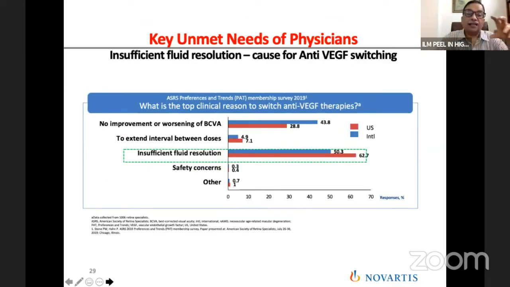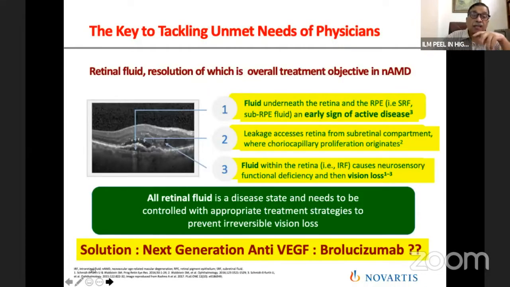One thing we realize is that the basic crux of this whole thing is insufficient fluid resolution. If the fluid was resolving well, all these other problems would also go. And so what is it that we want to do? We want to resolve the retinal fluid, which is the overall treatment objective in neovascular AMD.